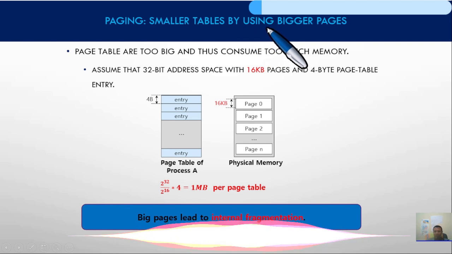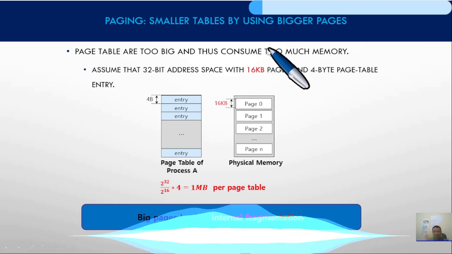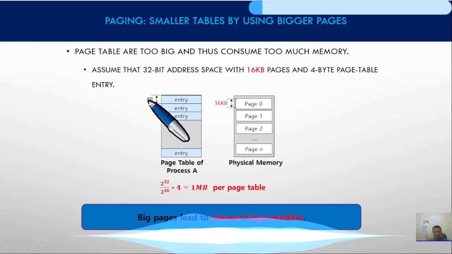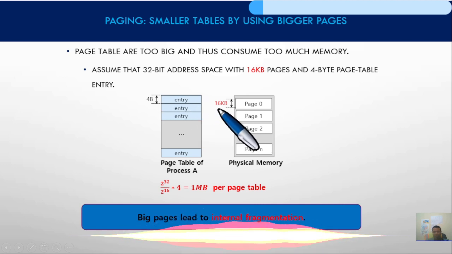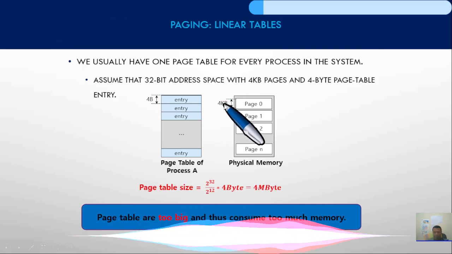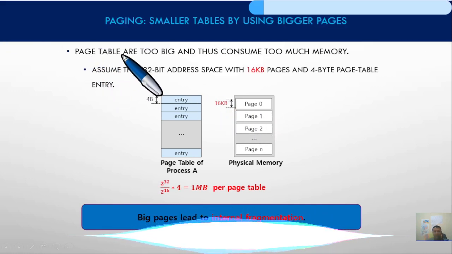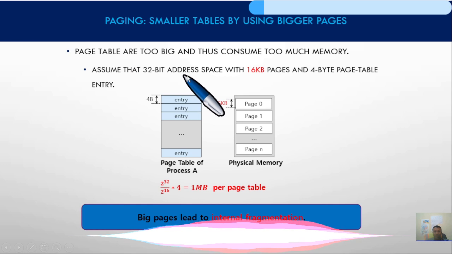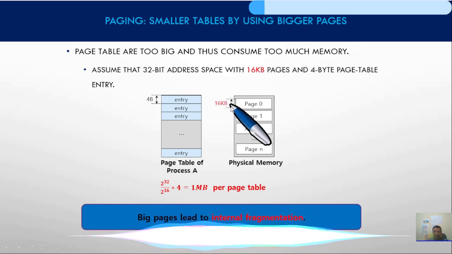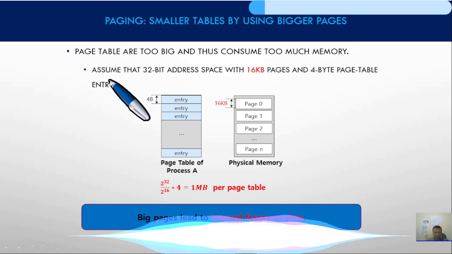Paging a smaller table by using bigger pages. To alleviate that problem, instead of making the pages 4 kilobytes, we can make them bigger, 16 kilobytes. Assume a 32-bit address space with 16 kilobyte pages and 4-byte page table entries.